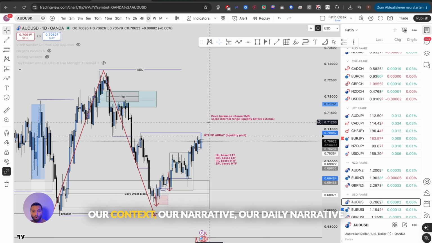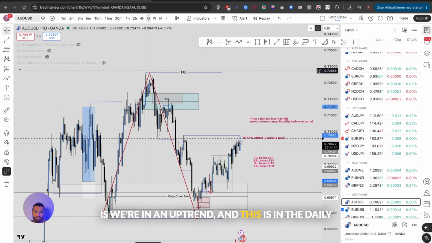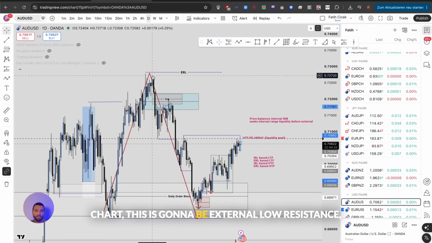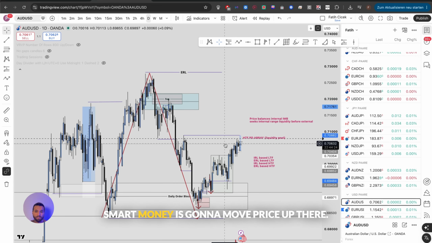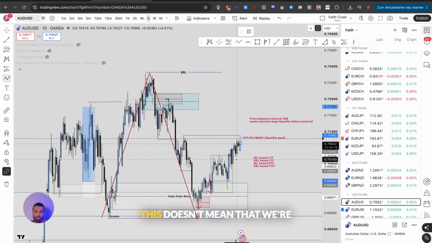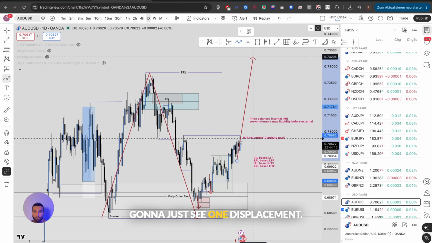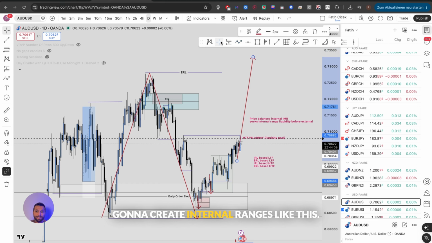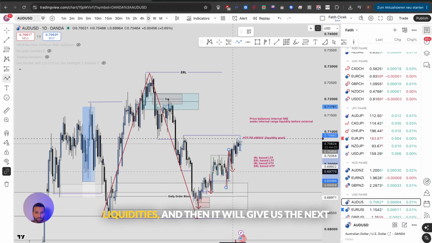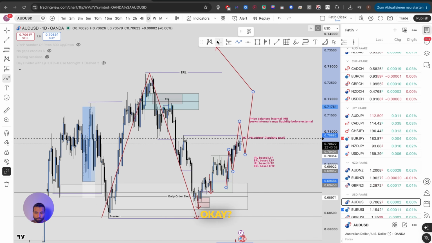Our daily narrative is that we're in an uptrend, and this is external range liquidity based on the daily time frame, and smart money is going to move price up there. This doesn't mean that we're going to see just one displacement. No, whilst doing that, it is still going to create internal ranges like this. It's going to seek those internal range liquidities, and then it will give us the next move, and the next move, and the next move. Okay? All right.